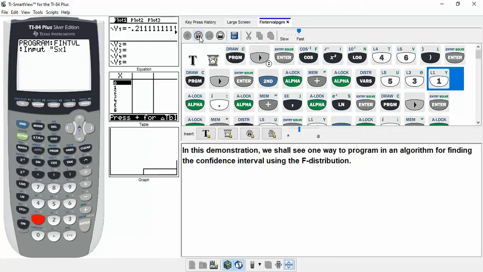And then I'm going to type in 1 for the first group. I'm going to do a colon, and then close these double quotes. Then I'm going to do a comma, and I'm going to store this value as S.